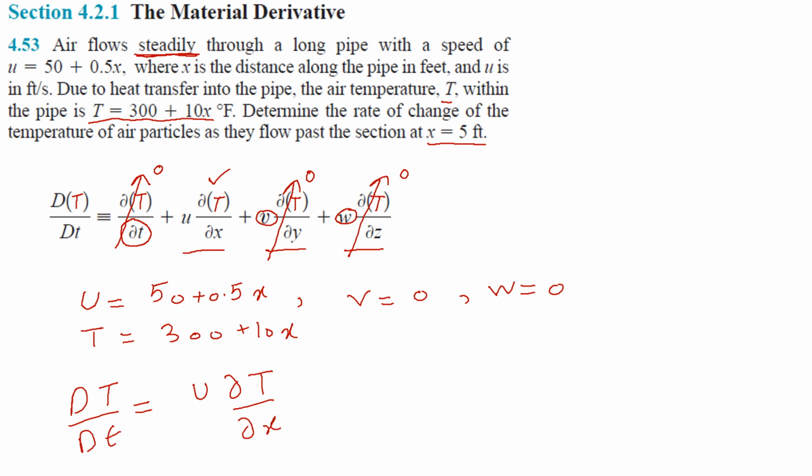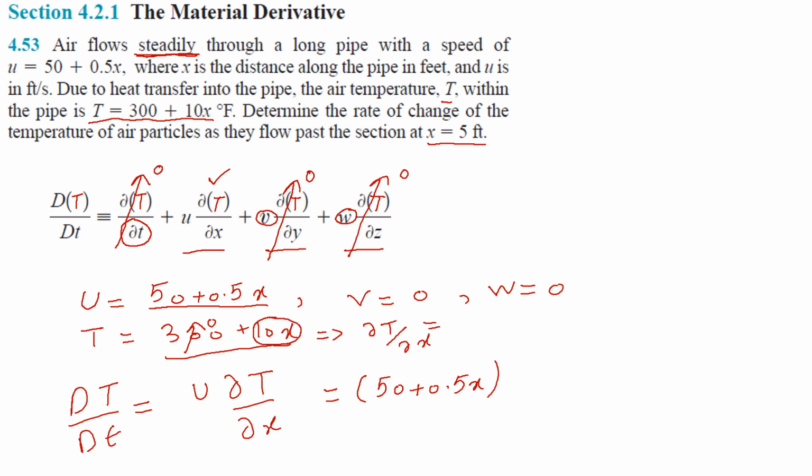So here u is this, so I am going to put the value of u. u is 50 plus 0.5x, and what will be partial T over partial x? If we apply partial T over partial x on this equation, this is a constant that will be equated to 0, and we will only get this term, and applying partial T over partial x on this will give us 10 only.